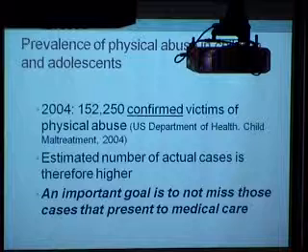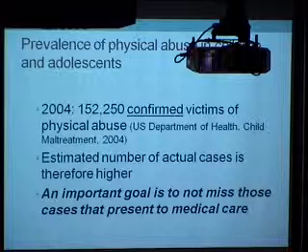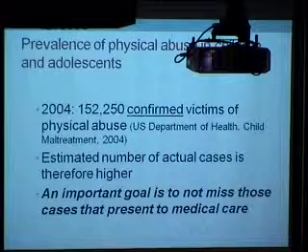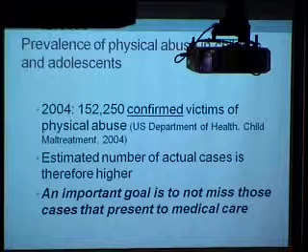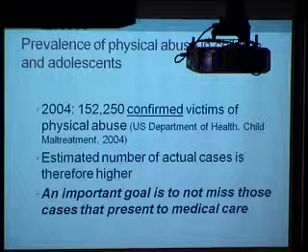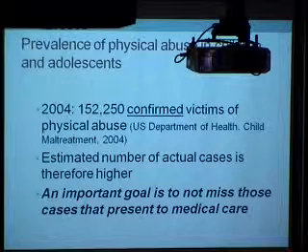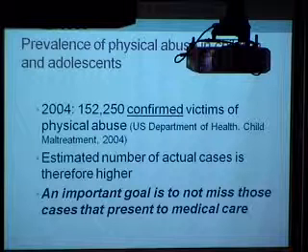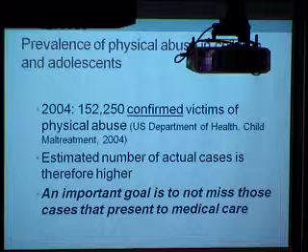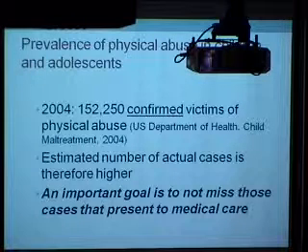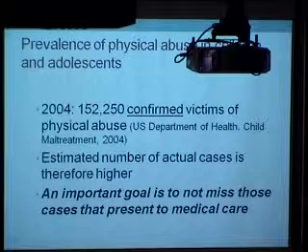So overall physical abuse, this is just to impress on people that this is a problem. The prevalence in 2004, these were confirmed victims of abuse in children, all types of abuse. It was a little over 150,000. And those were the confirmed cases. Therefore, people estimate the number is obviously going to be much higher than that. So it's really an important goal not to miss those cases that come to medical attention, where physical abuse of some type is not even entered into the differential diagnosis. We have to consider it.